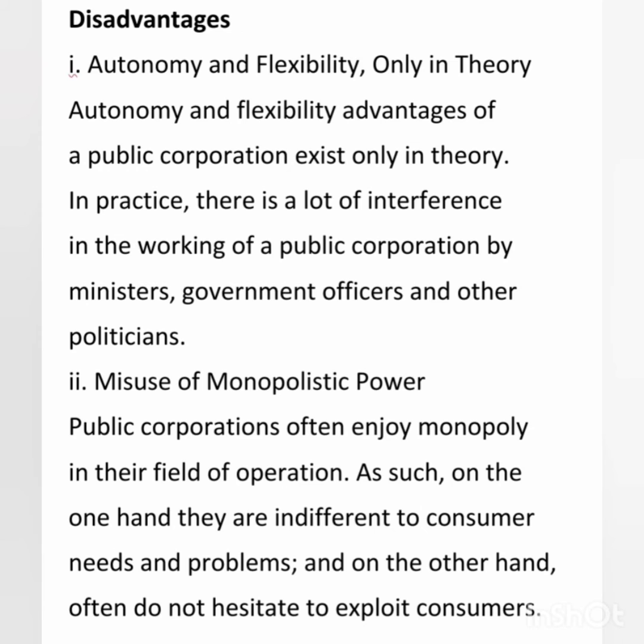Next, we'll move on with the disadvantages of public corporation. The first disadvantage is autonomy and flexibility only in theory. That is, in the first advantage itself we saw operational autonomy. But here what they are telling is that it is only in theory, not in practice. They are not putting it into practice. Only in theory they know about autonomy and flexibility. Even though it exists in a public corporation, it is only a theory.